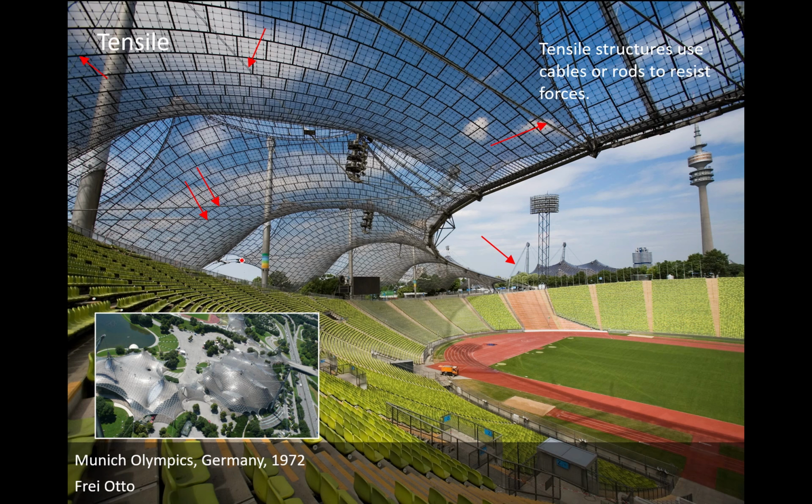If we look at a more complicated project, this is the Munich Olympics by Frei Otto, 1972. You can see there are these curving canopies over the seats in the stadium. And if you look at this aerial photo here, you'll see there's a big post there, and then there's some cables that are reaching out and stretching to hold up the points in the center.